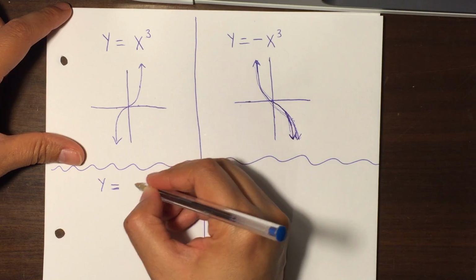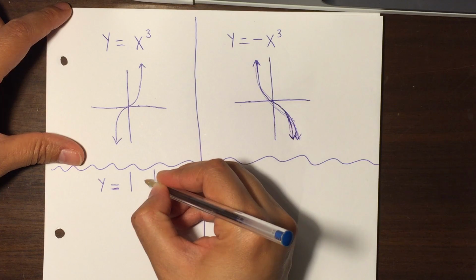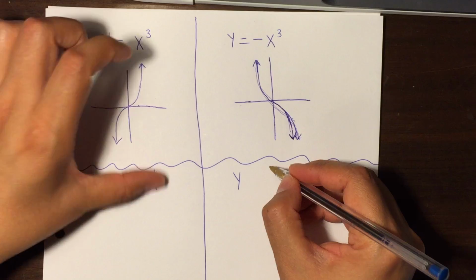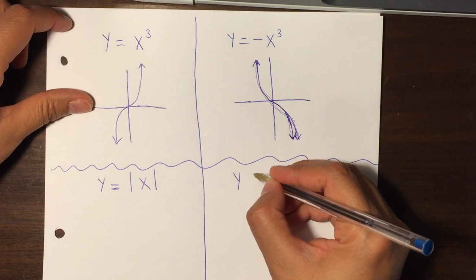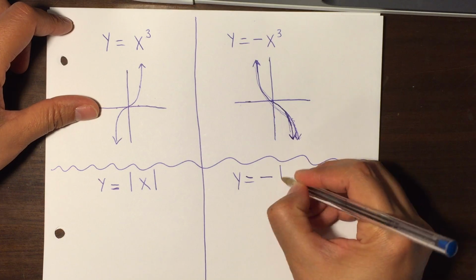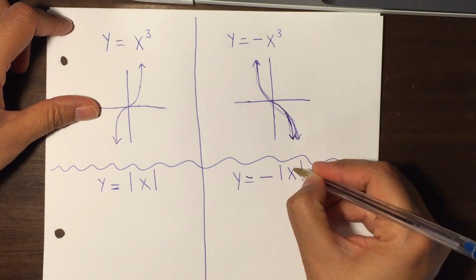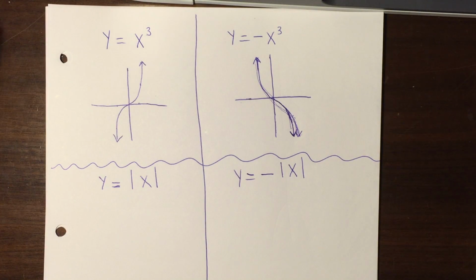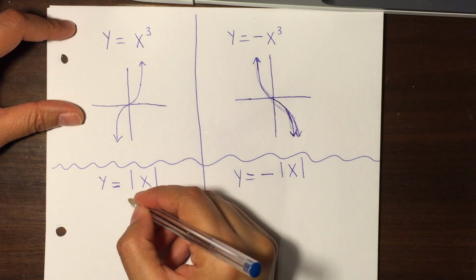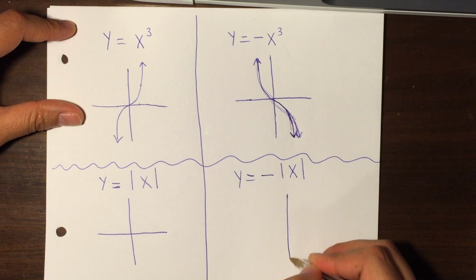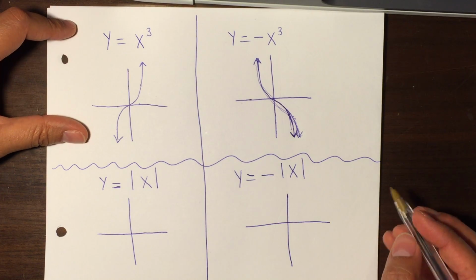Okay, the next shape is going to be the absolute value. And you have y is equals to the absolute value of x, or you have y is equals to the negative absolute value of x. Again, today we're just going to do an introduction of how the shapes look, just because you're going to be using that in algebra or integrated math, depending on what path you go.